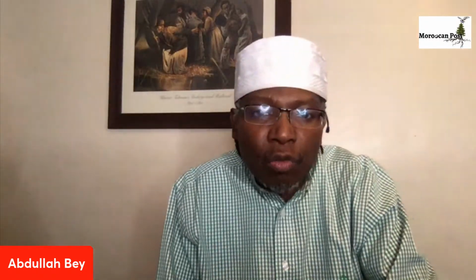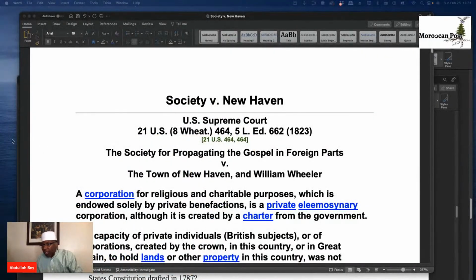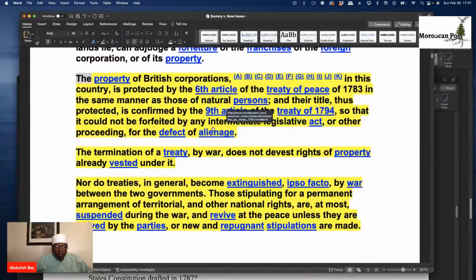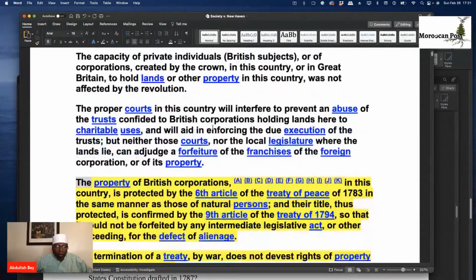The United States Supreme Court ruled in the Society versus New Haven case that the Revolutionary War did not extinguish pre-Revolutionary War contracts. Let's read this. I just want to show you guys Society versus New Haven, U.S. Supreme Court. So it's a Supreme Court case. We'll just scroll down to this section here.